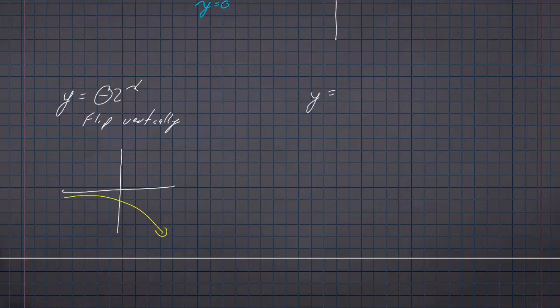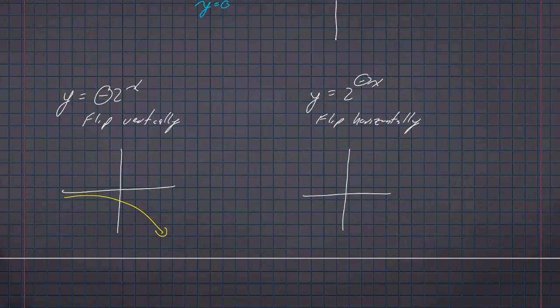And y equals 2 to the negative x, a negative inside the argument of a function we've seen, causes the graph to flip horizontally. So instead of curving upward, again, I'm not being particularly careful here, but you would get something that curves upward to the left and downward to the right.